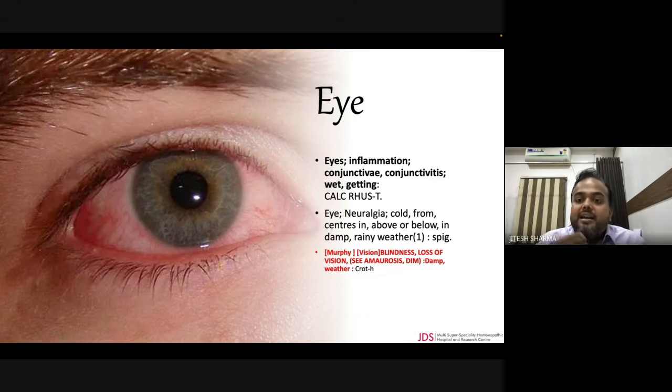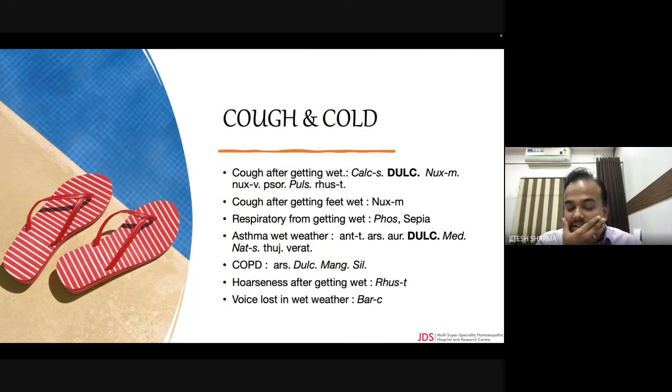Next, eyes. Eye inflammation, conjunctivitis after getting wet in the rain, that is Calcarea and Rhus tox. Next, neuralgia, cold from centers above, below in damp rainy weather, Spigelia, single remedy. Now, interestingly, I came across this. If somebody complains of loss of vision in damp weather, that is Crotalus horridus, according to Murphy. Single. Next, cold and cough.